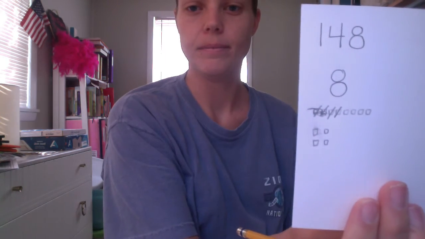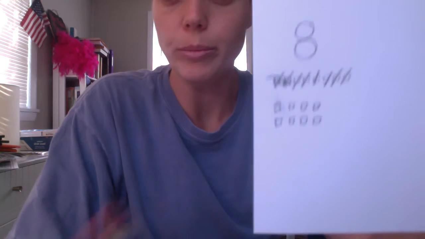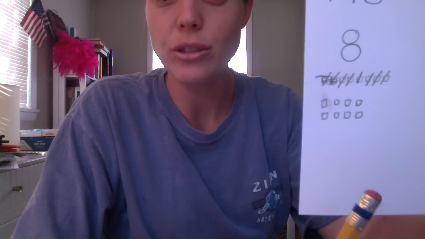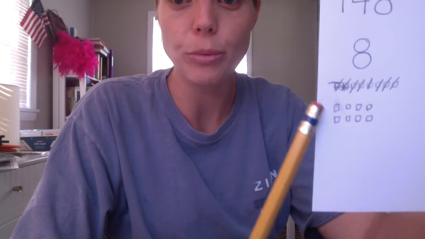Okay, so that's 2. Then I do 3, 4, cross them out again, 5, 6, and cross them out, and then 7, 8. So I split up my numbers into two groups, and those groups are both equal. They both have 4 in them. So then I know that 8 is going to be even, because I split it up into two groups, and both of those groups are equal parts.